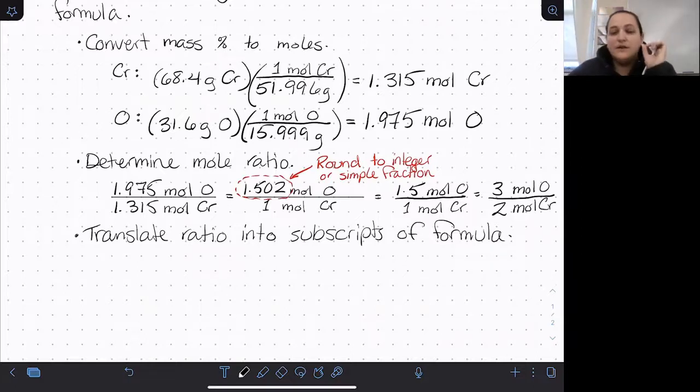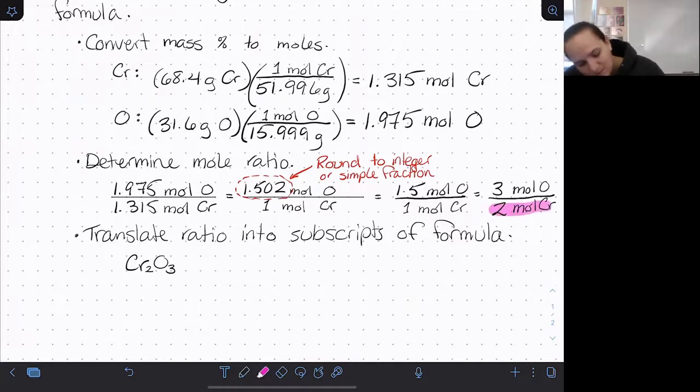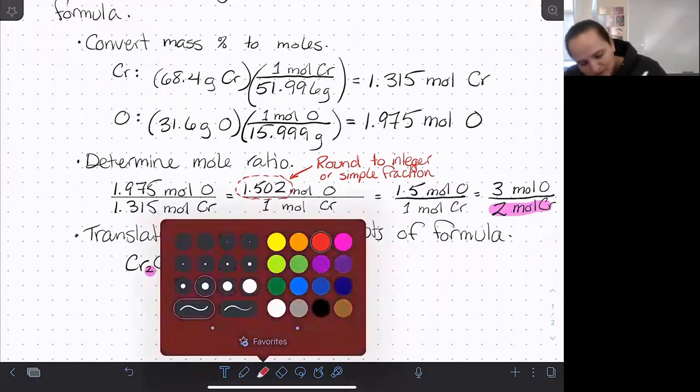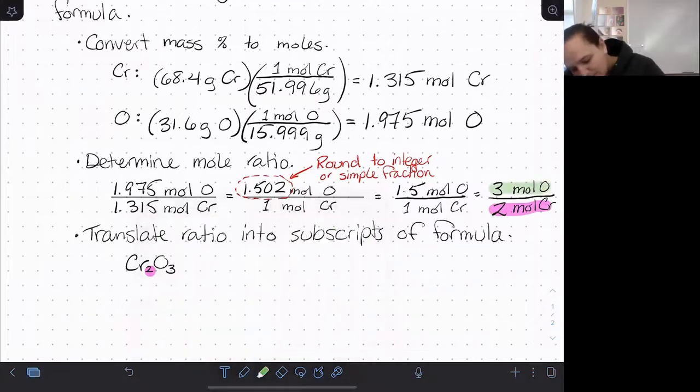So that ratio is telling us that there are 3 moles of oxygen for every 2 moles of chromium in this compound. So those numbers are going to become my subscripts in the formula. 2 moles of chromium becomes this 2. 3 moles of oxygen is where this 3 is coming from. So by figuring out the ratio of moles of different types of elements in our compound, we are then able to just kind of translate that into a formula.